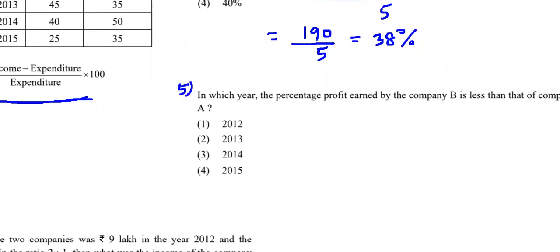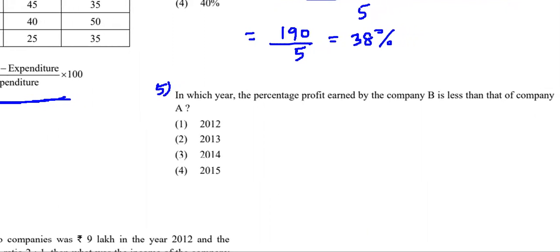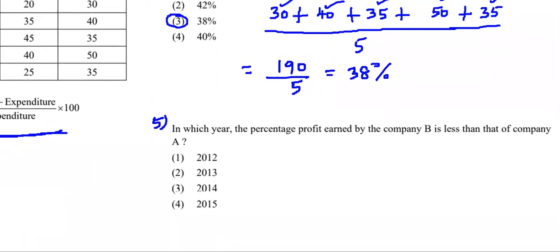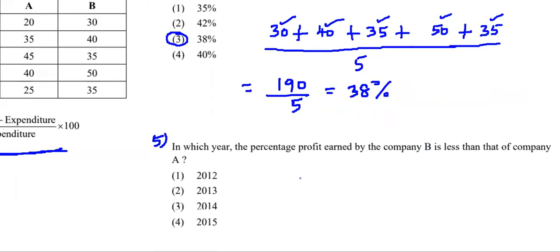Yeah. So here we have the question given. In which year is the profit percentage earned by company B less than that of company A? This is once again a very easy question. There's no calculation work here. We just need to observe and get the answer. Very simple, right? So the question asks, in which year is the profit percentage earned by company B less than A?